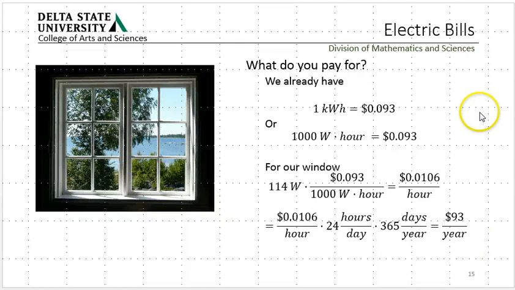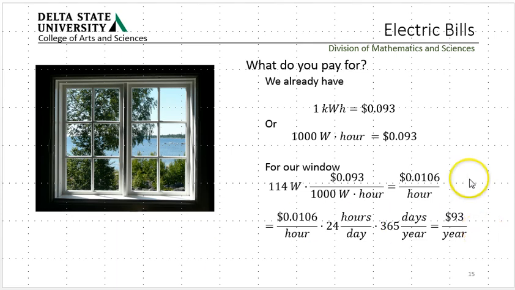So when I look at this, you say just a penny an hour, but a penny an hour times 24 hours a day times 365 days a year ends up being $93 a year. So a single window, even if it's just mildly different, 10 degrees difference between inside and outside, is $93 a year. Pretty amazing, isn't it?